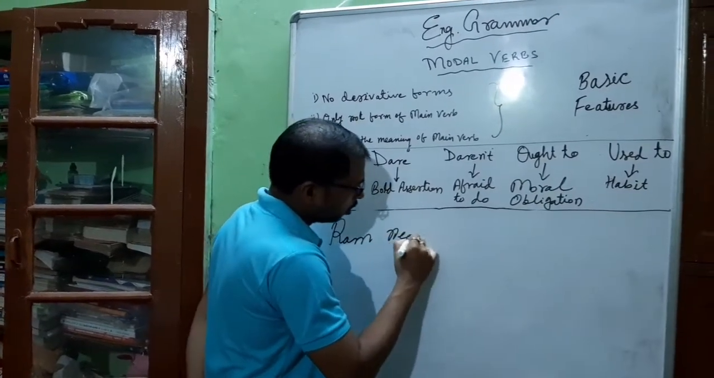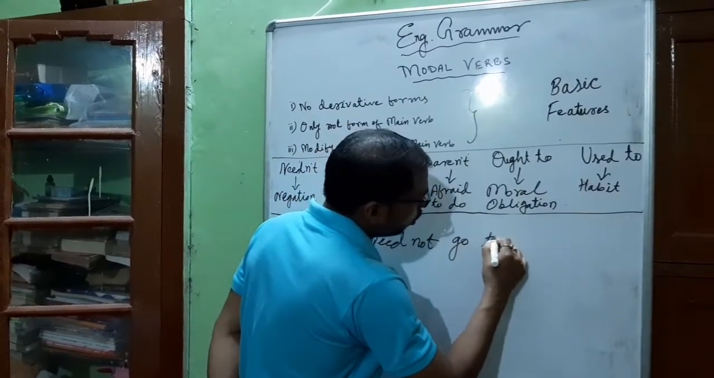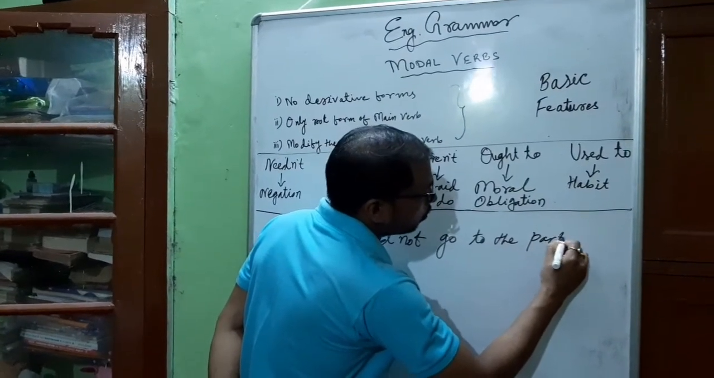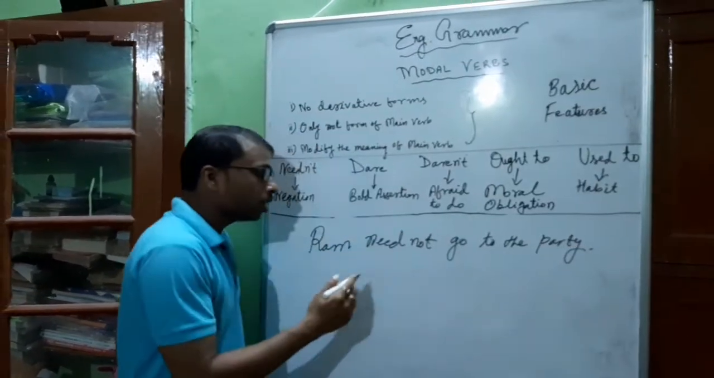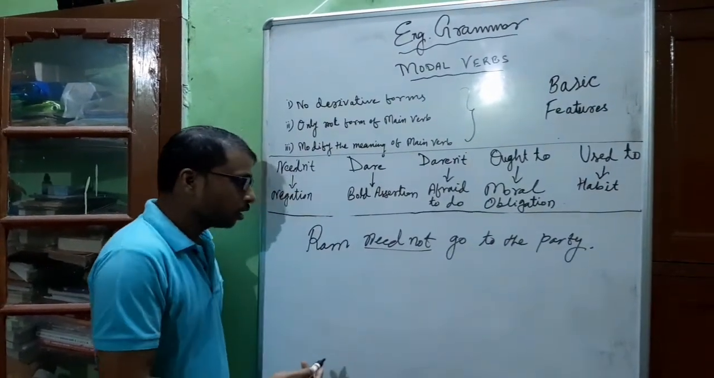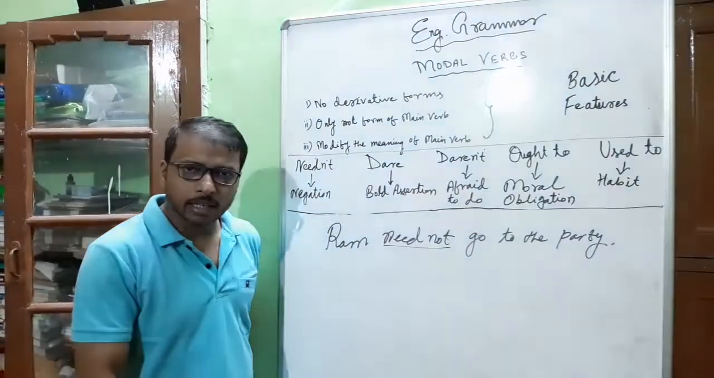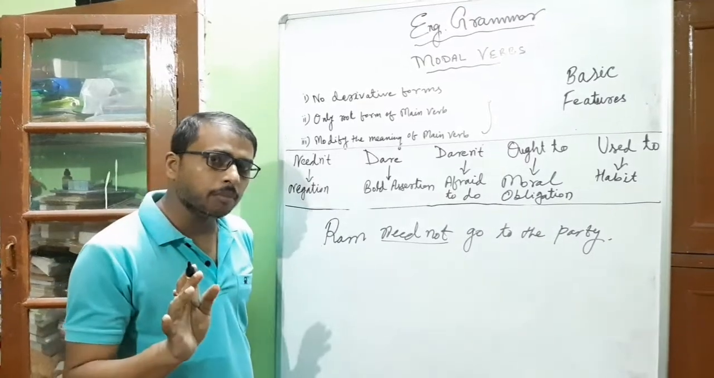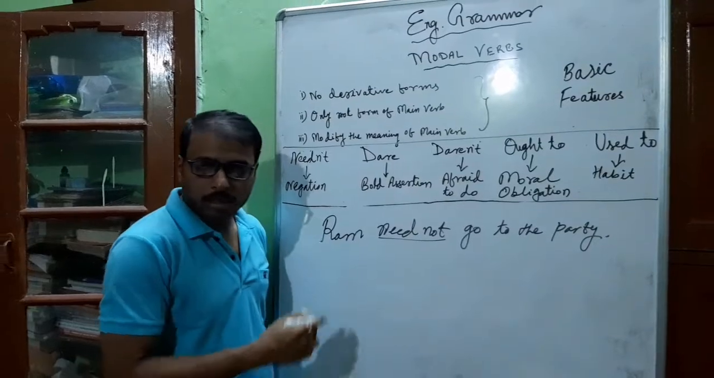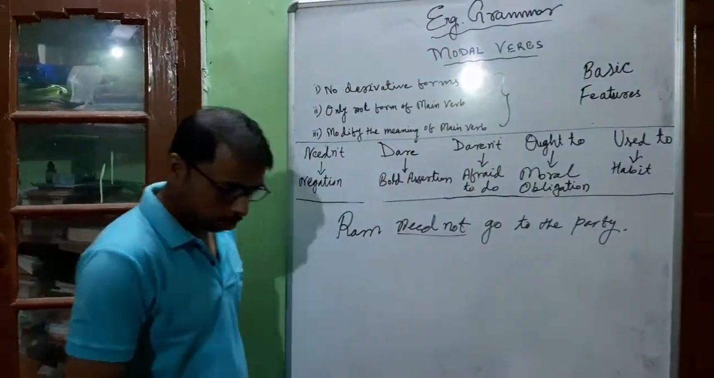Ram need not go to the party. Or you can write here needn't also, same thing. Needn't is the contracted form of need not. So Ram need not go to the party. That means negating. It's not required for Ram to go to the party. So here we are negating something, a statement which is being negated. So for that purpose we use need not.